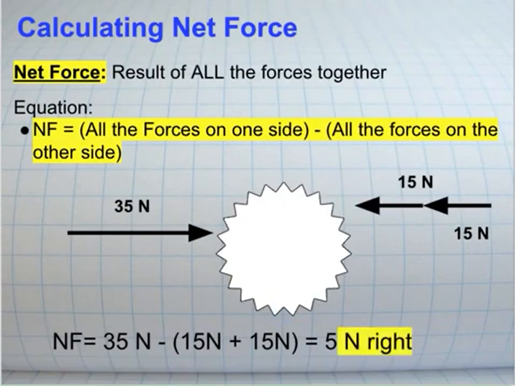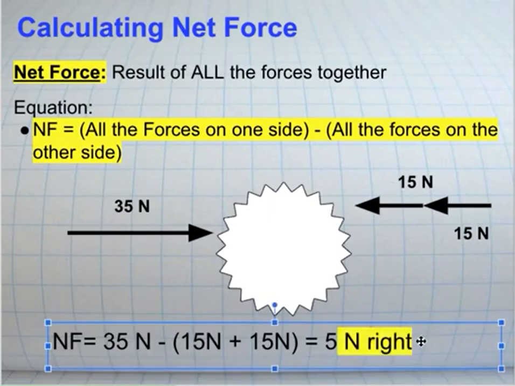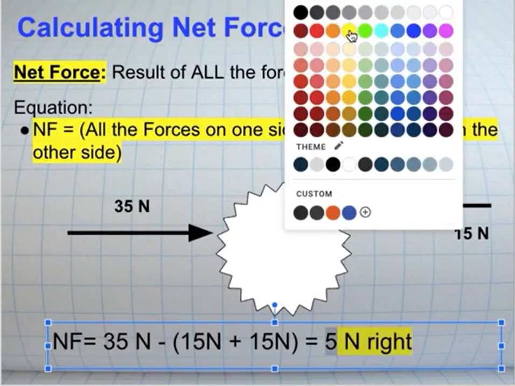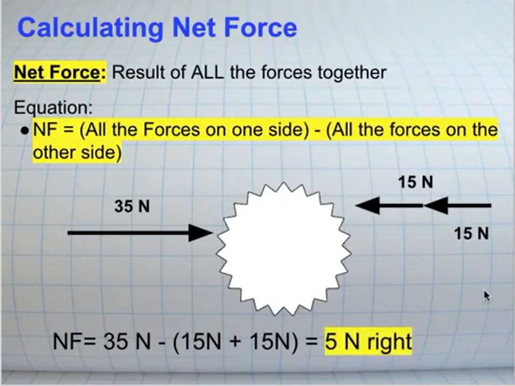That's how I would write it, and that's how I should have highlighted the whole thing. Sorry. So my answer is net force equals 5 newtons to the right. When I put all these forces together, the object is functioning as if there was only one force pushing it to the right. And that's how we would calculate net force.